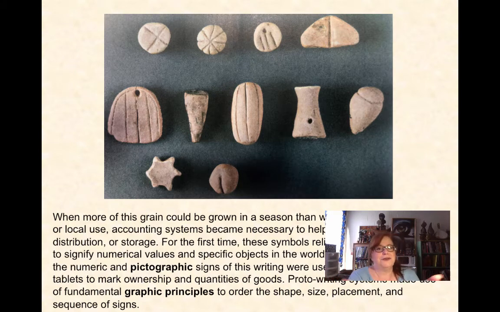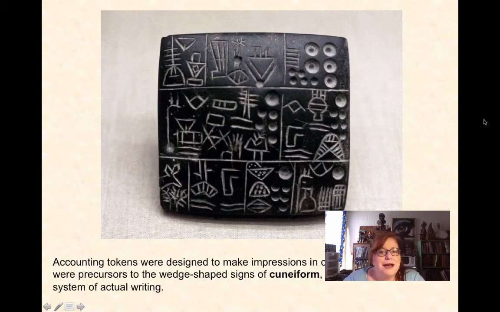So looking at these little things here on the slide, these look as though they're beads, but what they are are little things. One of them might represent a piece of grain, maybe a particular kind of grain: this is barley, this is wheat, this is for a particular type of bread, things like that. With that, we also have accounting tokens used to make designs on clay, like you see here.